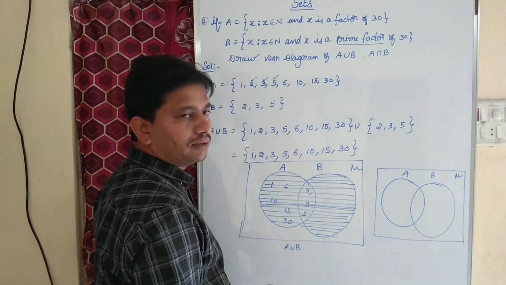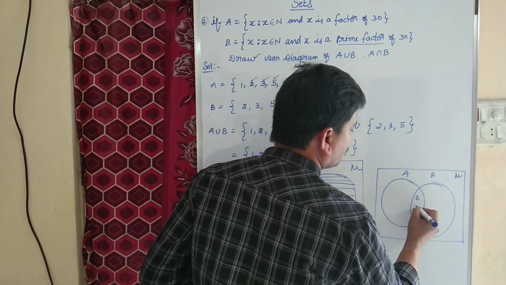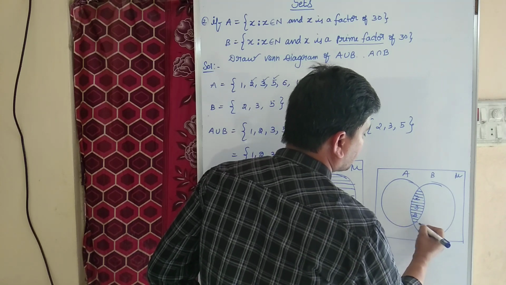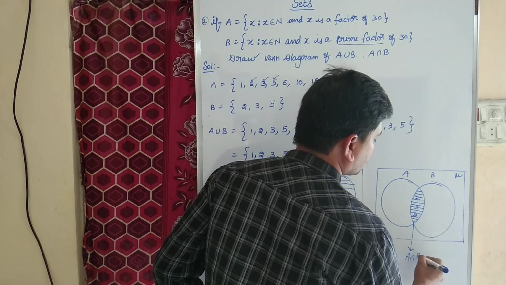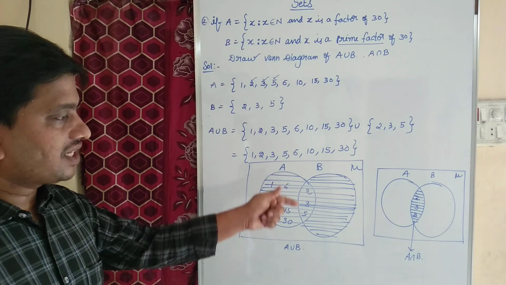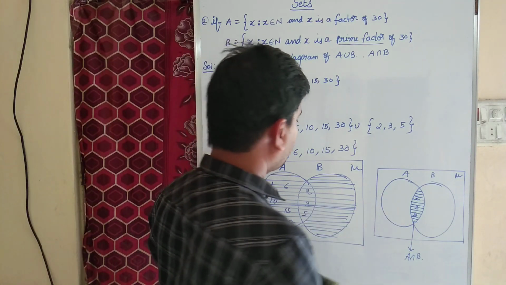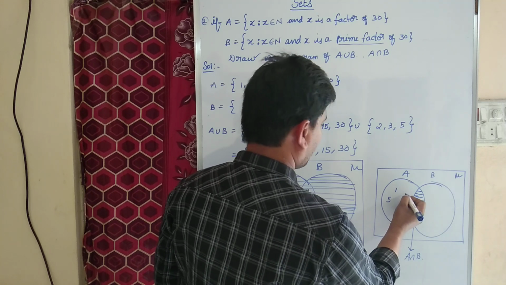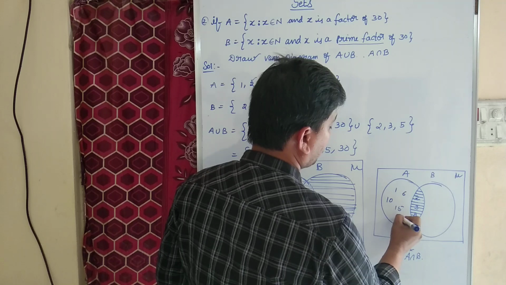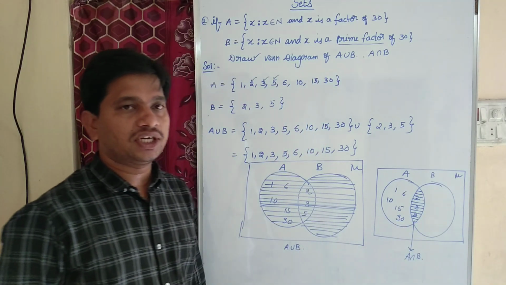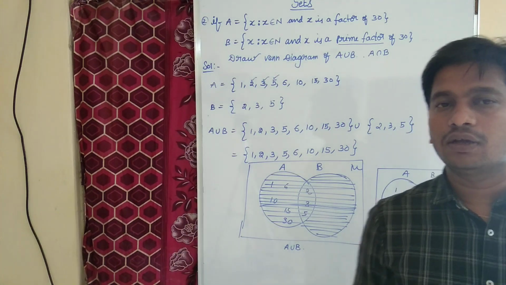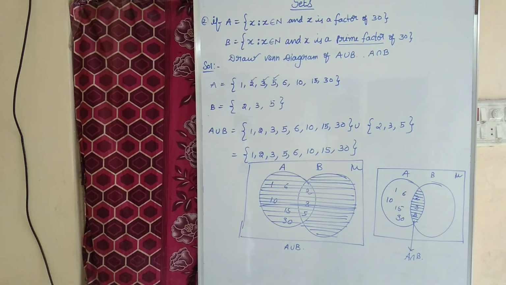This is our universal set mu. Intersection means only common elements. What are the common elements? 2, 3, 5. Intersection means we need to represent only the intersection part. This is our A intersection B. Right, children? Union means full, whereas intersection means only the common elements. Here the remaining elements are 1, 6, 10, 15 and 30. Is it clear, children, how to draw the Venn diagram of A union B? Now coming to the third question.